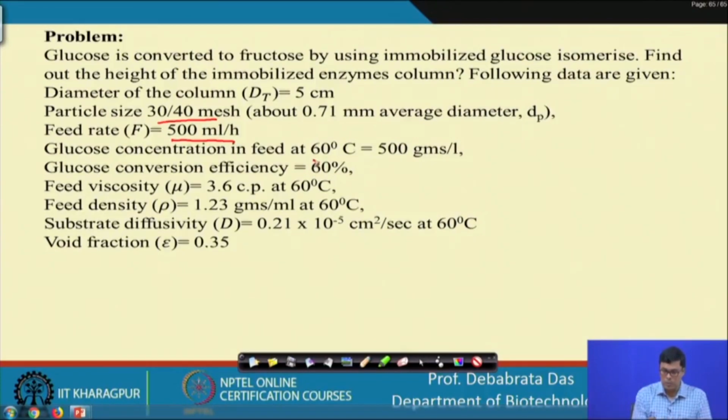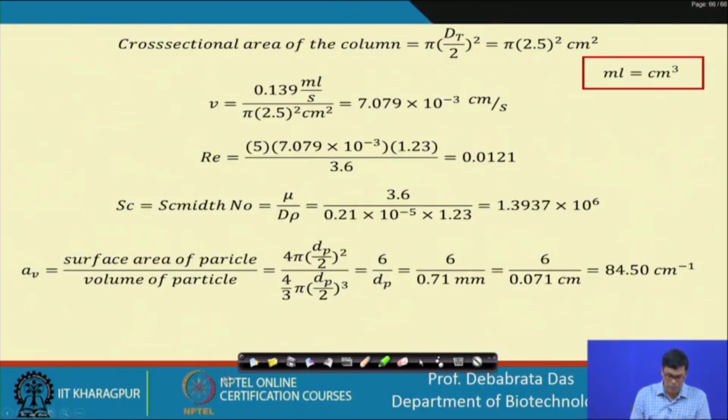The glucose concentration at 60 degrees centigrade is 500 grams per liter. Glucose conversion efficiency is 60%. The viscosity is 3.6 centipoise. Feed density is 1.23 grams per liter, and diffusivity is given, and void fraction is given. So the question comes of how you can find it out. You have to find out the height of the column.